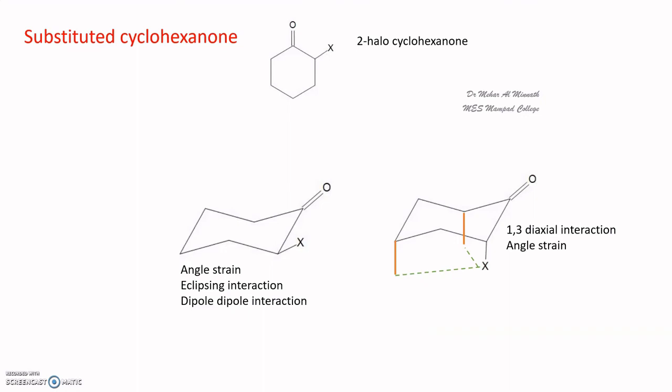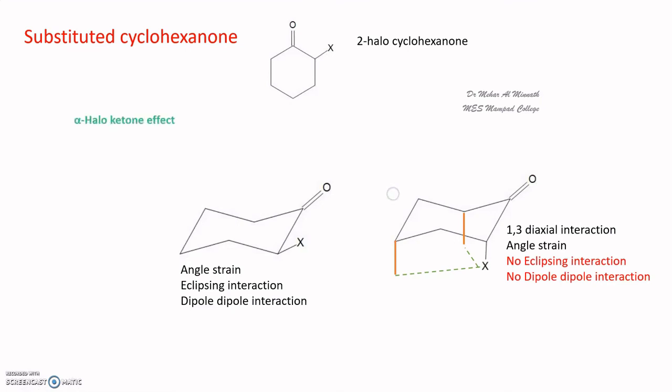Okay, so no eclipsing interaction and no dipole-dipole interaction in the axial form of the 2-halocyclohexanone. But in the equatorial form, there will be angle strain, eclipsing interaction and dipole-dipole interaction. Because of this extra eclipsing interaction, which is predominant, along with another highly destabilizing factor, the dipole-dipole interaction, the equatorial form is less stable, or we can say that the axial form is more stable.